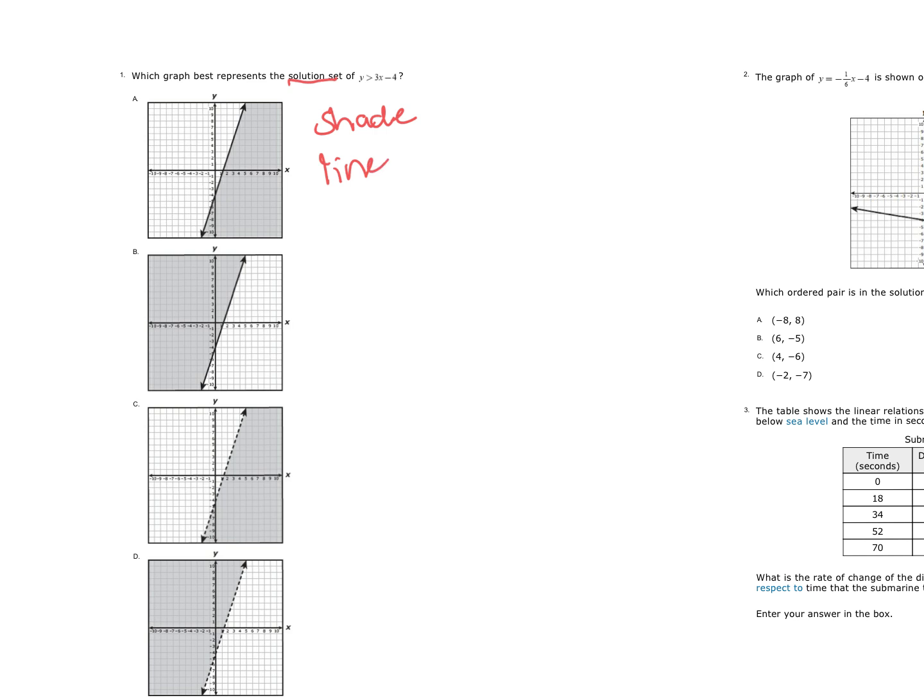So the shading, we see that y is greater, so we're going to be shaded above. And the line type, since it is just a greater than, it's not a greater than or equal to, it is going to be a dotted line. Just on those two, we know that A and B are not it. So if we look at C and D, since we already know it's shaded above, the only one that is shaded above is our answer choice D.